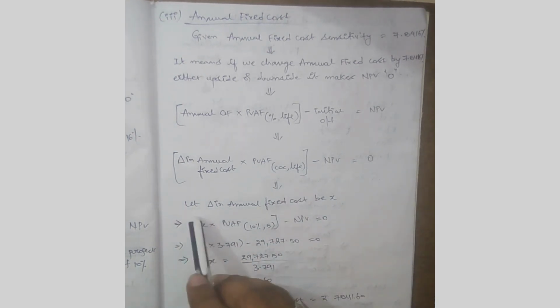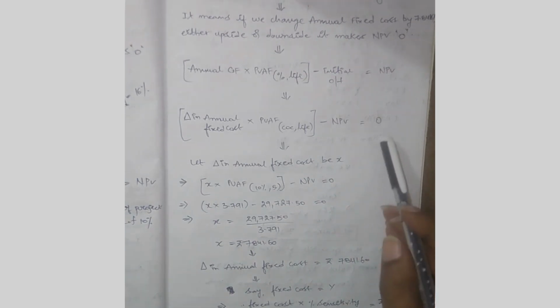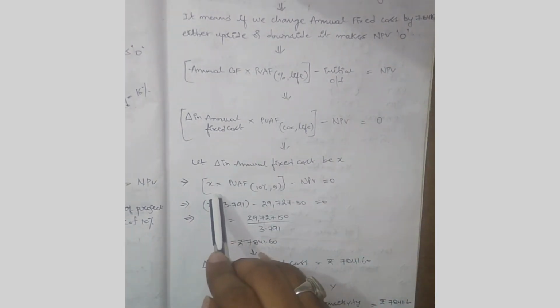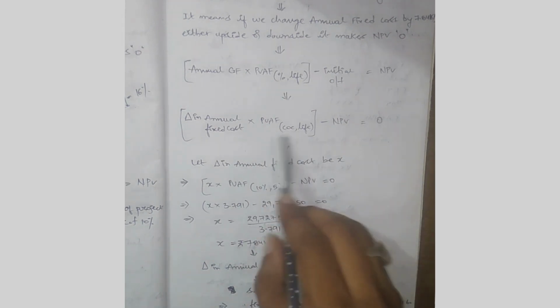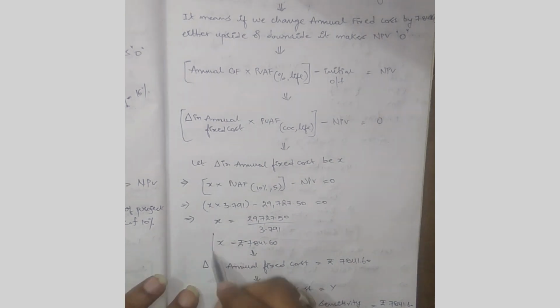Let the change in annual fixed cost be X, and accordingly we know all the values. We are substituting the change in annual fixed cost with X, and also the present value annuity factor with this formula, and NPV equals 0. Accordingly, if we solve the equation, we will get X equals 7,841.6 rupees. Thus the change in annual fixed cost is 7,841.6 rupees.